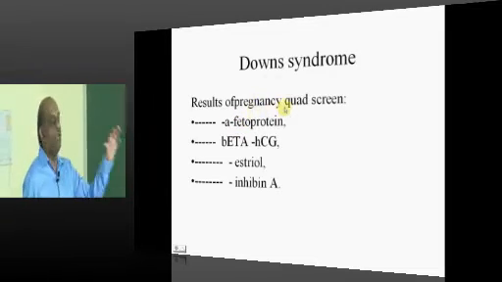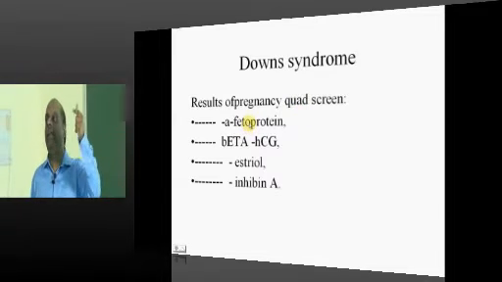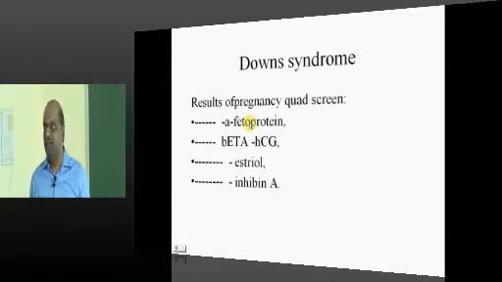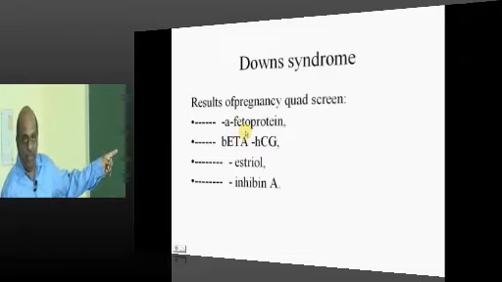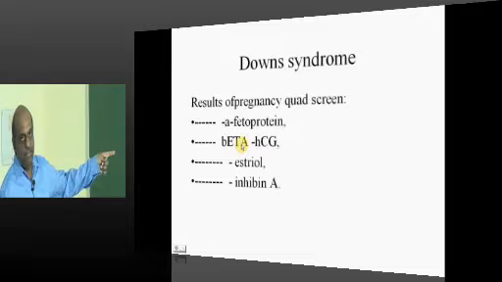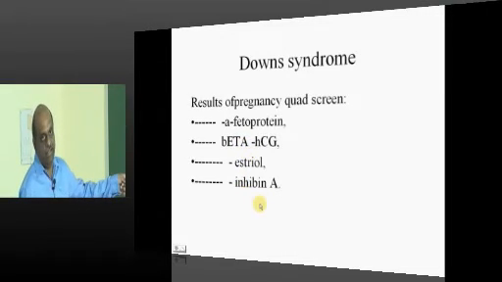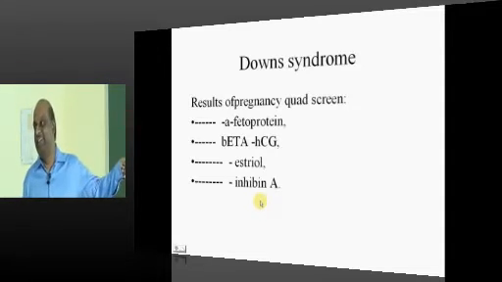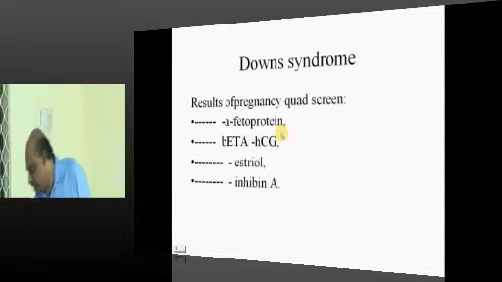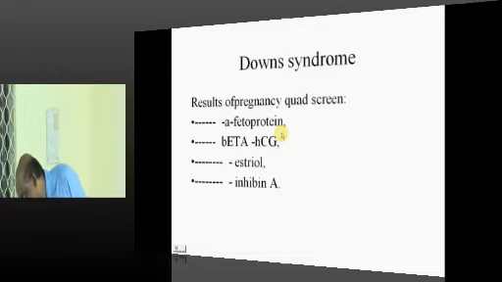What will the quad screen in Down syndrome show? You must say ID, I for increase, D for decrease. Alpha fetoprotein will decrease, beta HCG increase, estriol decrease, inhibin A, not sure. Yes, that's good. Dr. Dilip said increase, increase, decrease, decrease.